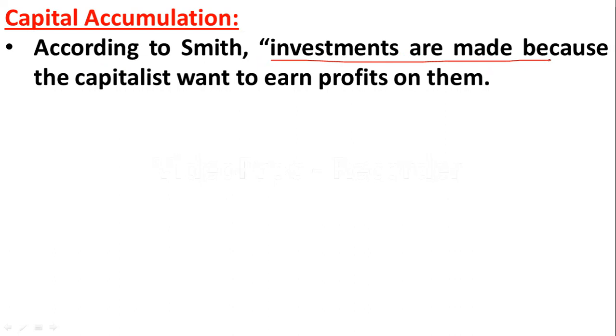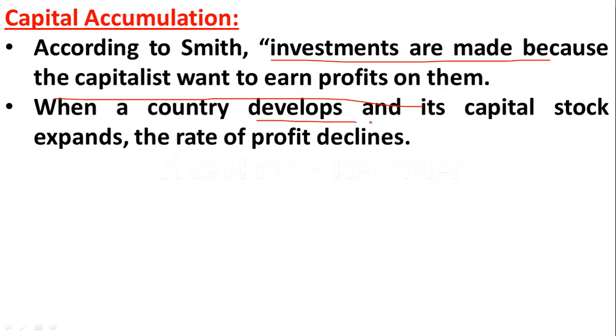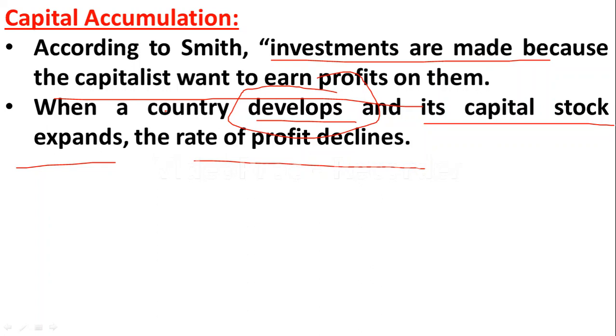Then capital accumulation. According to Adam Smith, investments are made because the capitalist wants to earn more profit. So capitalists are going to save more and more income, and whatever they save, they are going to invest in order to earn a higher level of profit. When a country develops and its capital stock expands, the rate of profit declines. As countries become developed, their capital stocks keep expanding, but the rate of profit is going to decline.